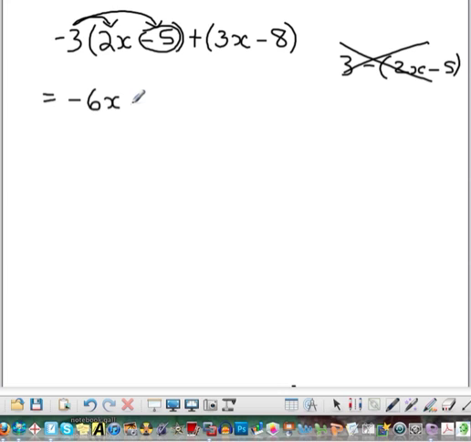If you notice, I haven't written anything down here yet. I'm waiting to see what my answer is. -3 times -5 is +15. Now I continue. The next thing I look at is this. Now I am doing plus 3x minus 8.